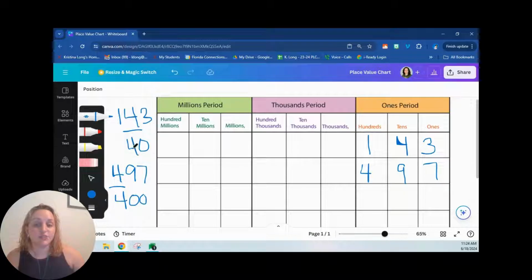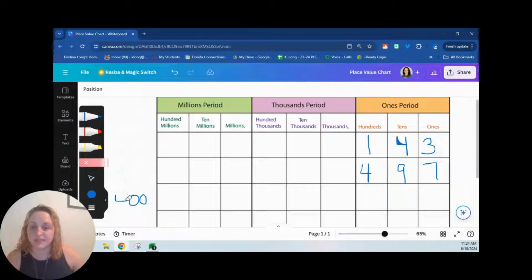So this one is worth 4 tens. This 4 is worth 400s. So it's worth more, right, as we move up? I'm going to have to erase some of this over here because I just don't have enough space. So the first 4 is worth 40. I'm going to go ahead and rewrite that. The first 4 is worth 40. The second 4 on 497 is worth 400.